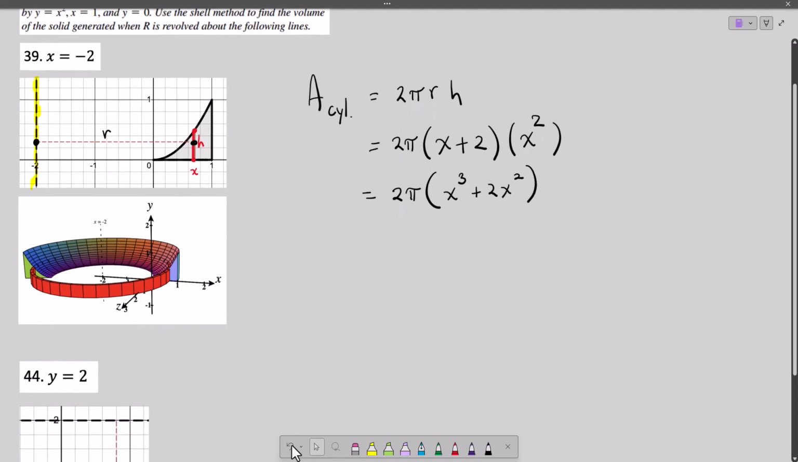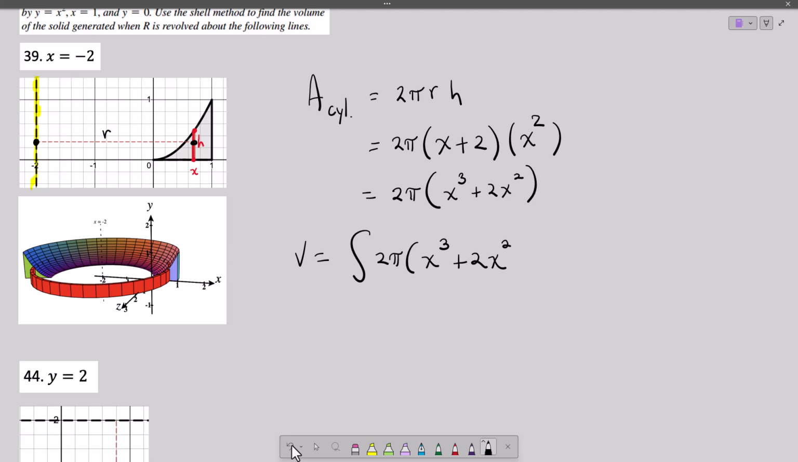And to find the volume of the seats in this Colosseum, we're just integrating. So we're going to integrate 2 pi x cubed plus 2x squared with respect to x. Limits of integration are, so look at your vertical element. The vertical element is sliding across your region 0 to 1. 0 to 1. Those are our limits of integration.